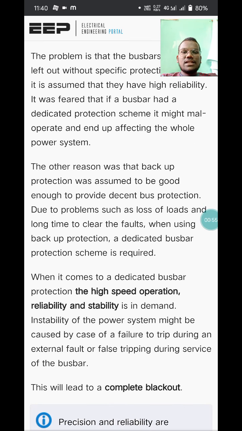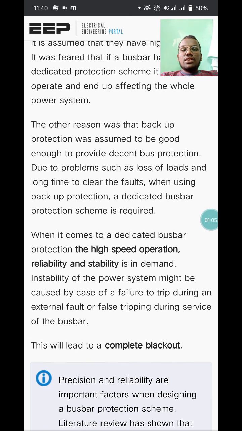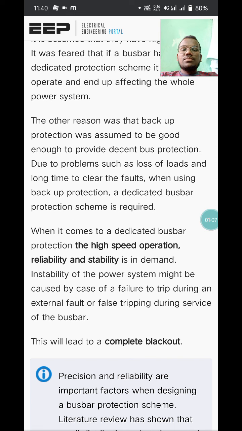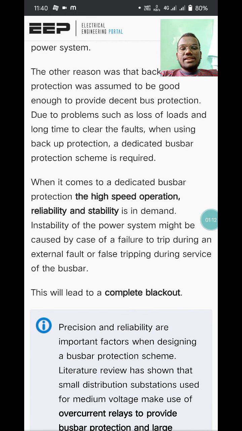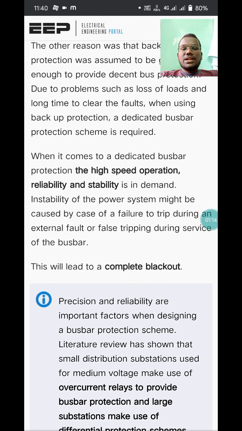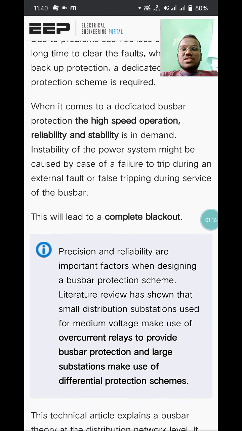The other reason was that backup protection was assumed to be good enough to provide decent busbar protection, despite problems such as loss of loads and long time to clear the faults. When using backup protection, a dedicated busbar protection scheme is required. When it comes to dedicated busbar protection, high speed of operation, reliability and stability are in demand. Instability of the power system might be caused by failure to trip during an external fault or false tripping during service of the busbar. This will lead to a complete blackout.